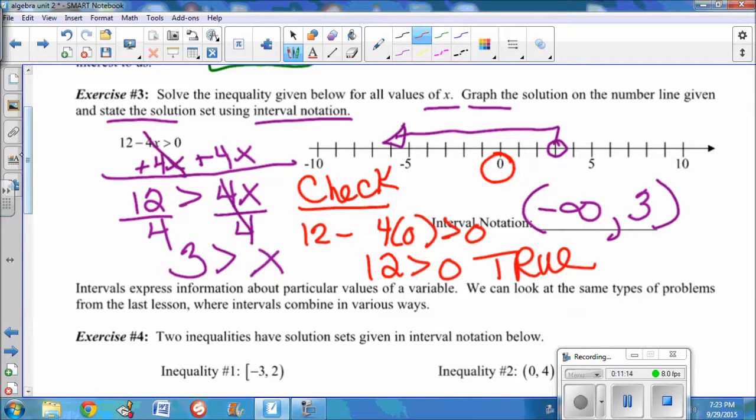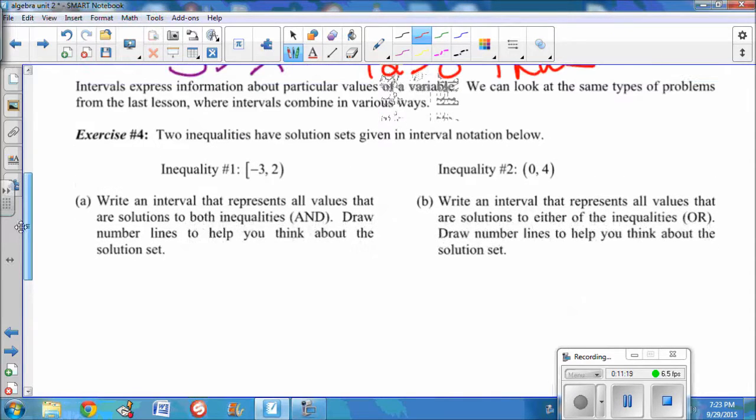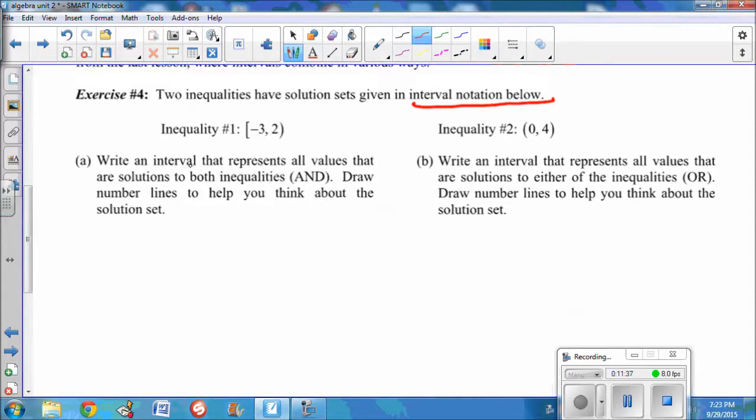Let's scroll down and take a look. It says, two inequalities have solution sets given in interval notation below. Okay, so we've got inequality 1. It includes negative 3 and doesn't include 2. And inequality 2 doesn't include 0 and goes all the way up to and doesn't include 4. So it says, write an interval that represents all values that are solutions to both inequalities, meaning an and situation. Draw number lines to help you think about that solution set.